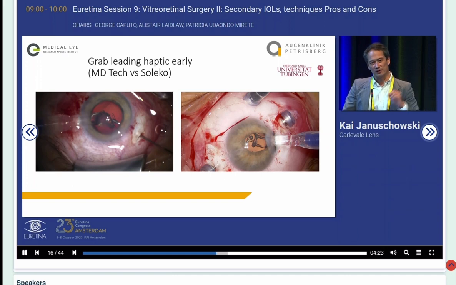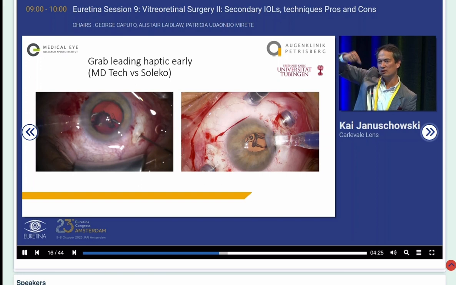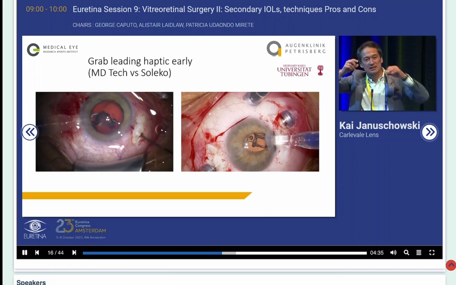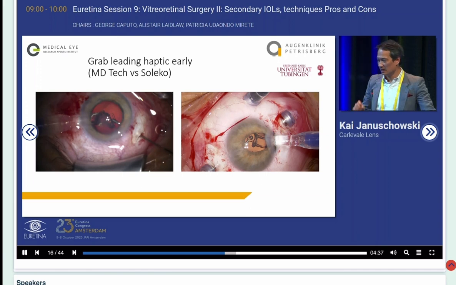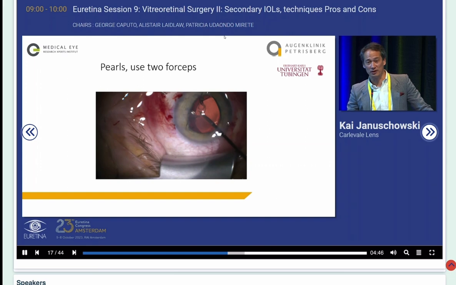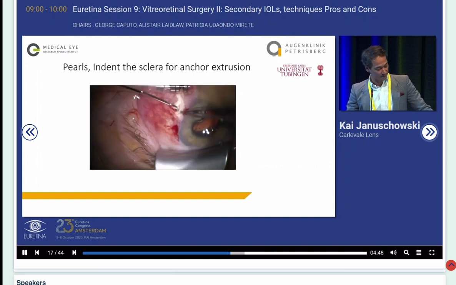So make sure that you are not really actively externalizing the anchor. Make sure to grab it, externalize with the forceps that you have, and then you push in without moving your forceps. You just push in the sclera, thus passively externalizing the anchor. And if you do that, if this is the only thing that you take away from this Euretina, I promise you, you will have a lot more fun with the Carlevale lens.